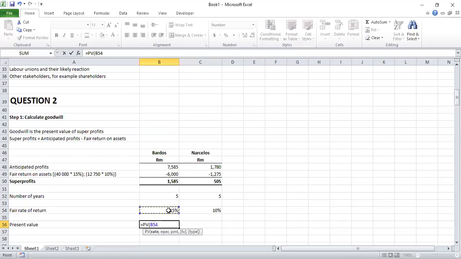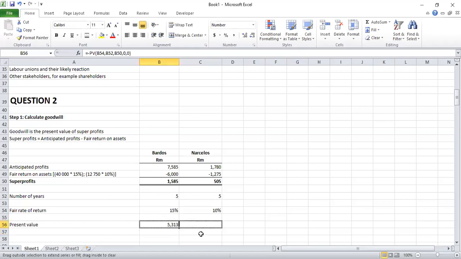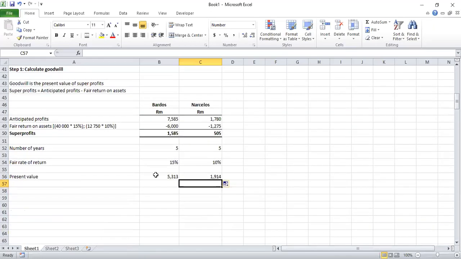The rate is this one. Then the period is this one. The PMT is this one. The FV is 0. Let me just multiply it by -1. So that's our goodwill for each business.